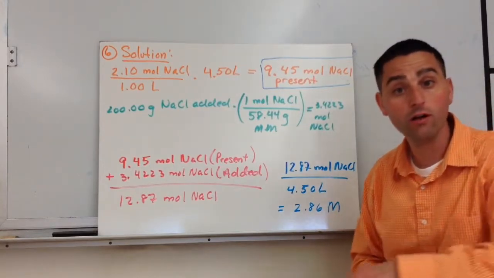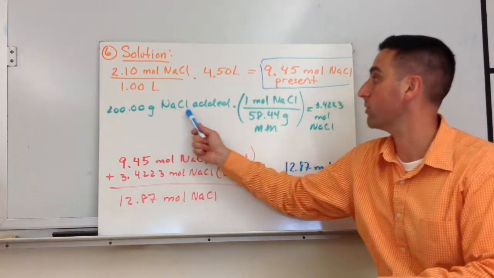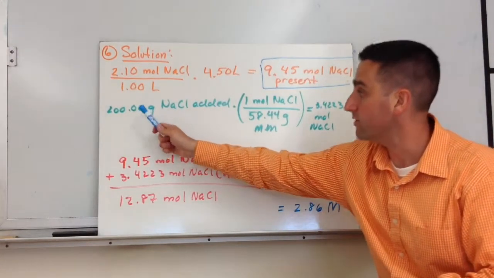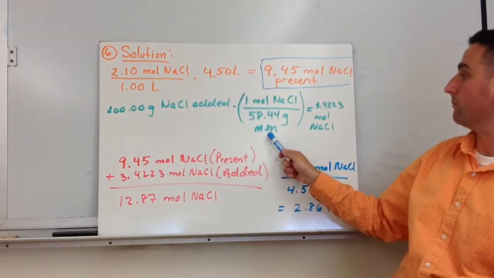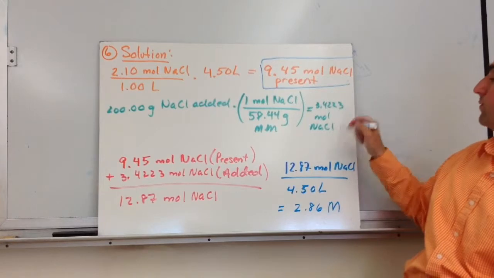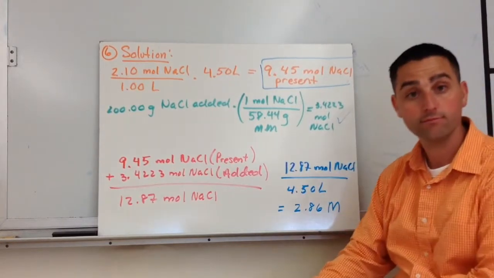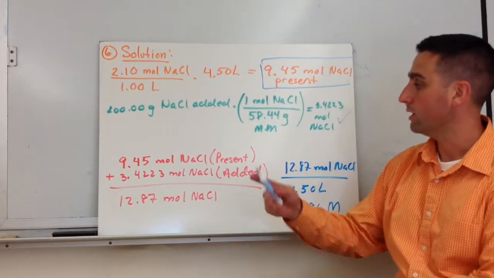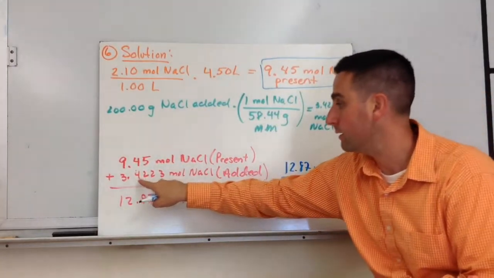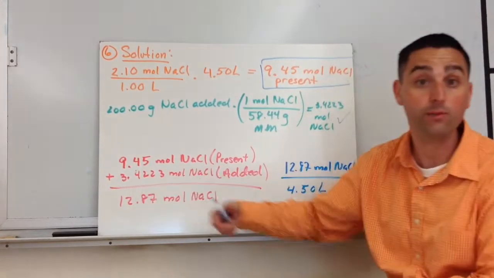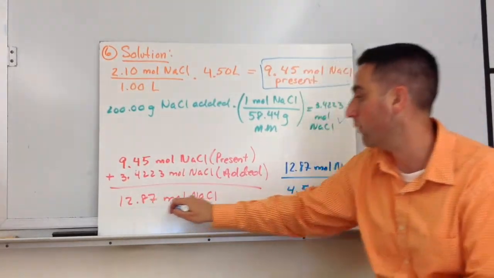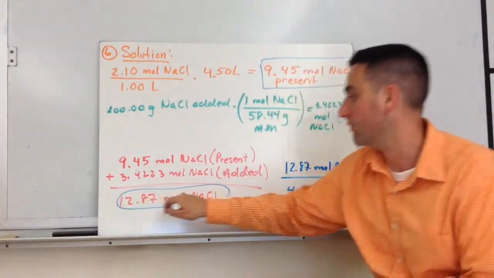Right? But someone comes along and they add 200 grams of sodium chloride. Well, we have to know how many moles is that 200 grams. So I take 200 grams of sodium chloride divided by the molar mass, which is 58.44, and we get 3.4223. So that's what's added. So if our solution had 9.45 moles already present and someone added an additional 3.4223 moles, I take the sum of all my moles and I get 12.87 moles of sodium chloride.